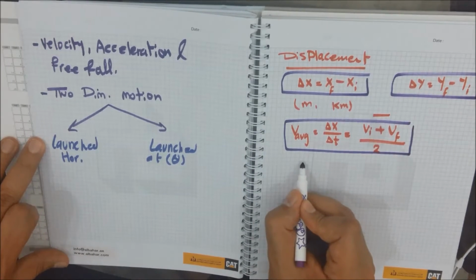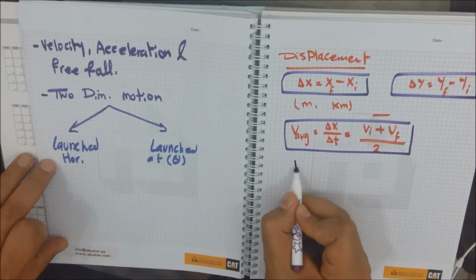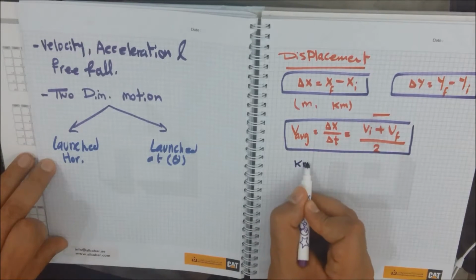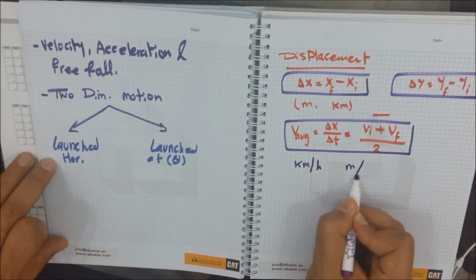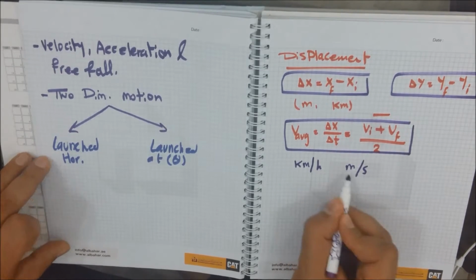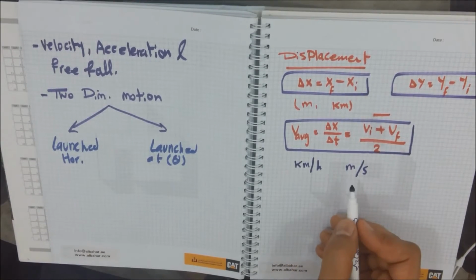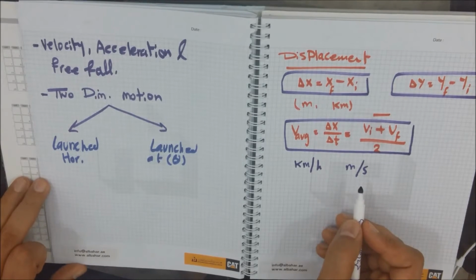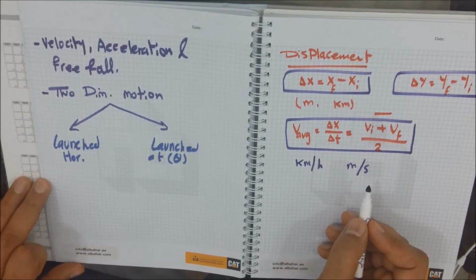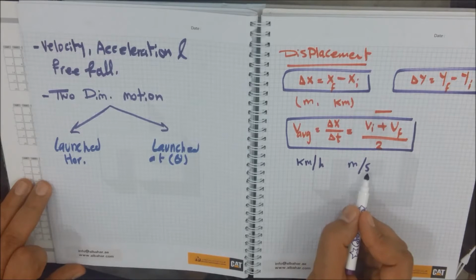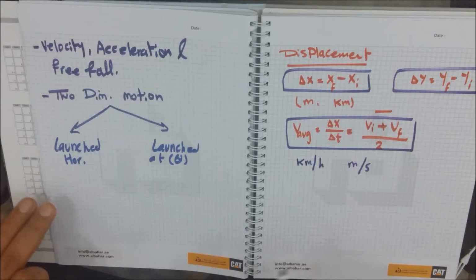And it is measured in kilometers per hour, or meters per second, because it is displacement over time. So as we discussed earlier in the dimensional analysis, this is a length and this is time, so it is meters per second.